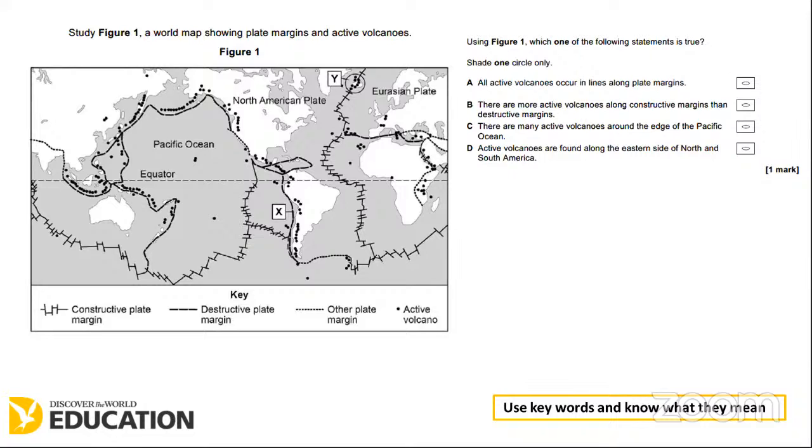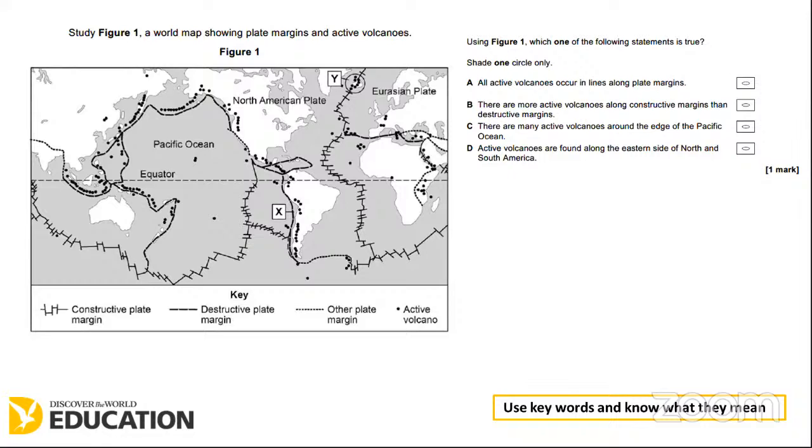So shade one circle only. All active volcanoes occur in lines along plate boundaries. We know that's not true, because we know that there are hotspot volcanoes, for example, Hawaii, which is not on a plate margin.